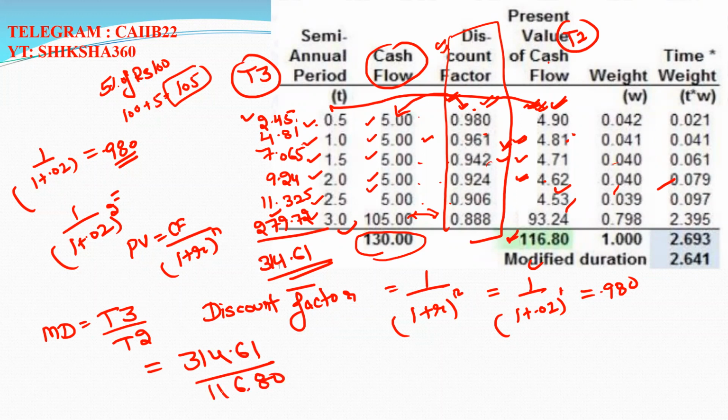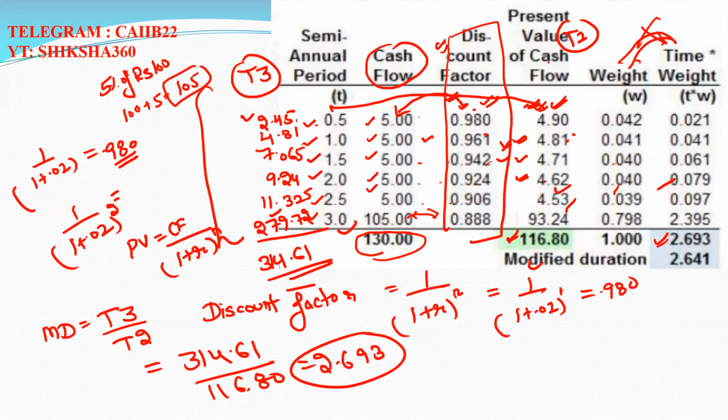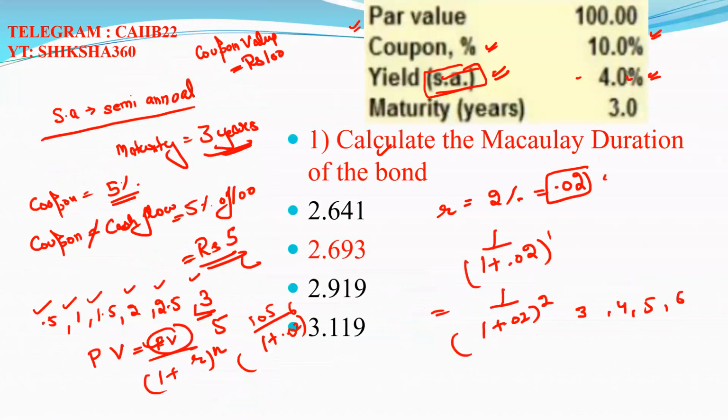314.61 divided by 116.80 comes out to 2.693. We will also get it here. This is a little more calculative method, so we will not use it; we will directly use this method. So we will get here 2.693. That is our Macaulay duration.